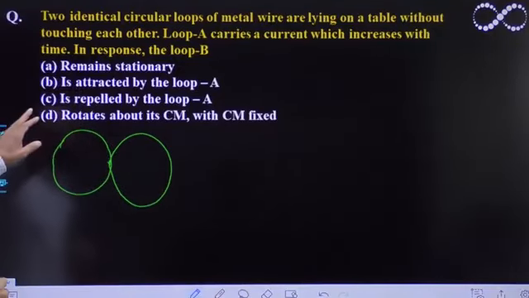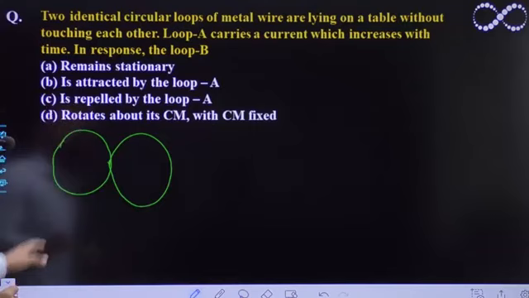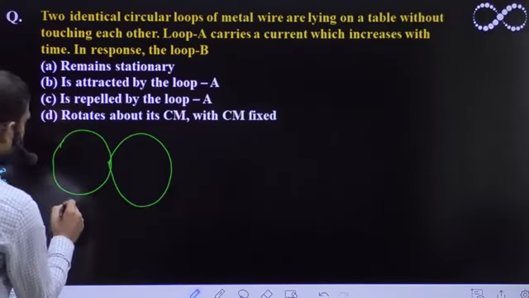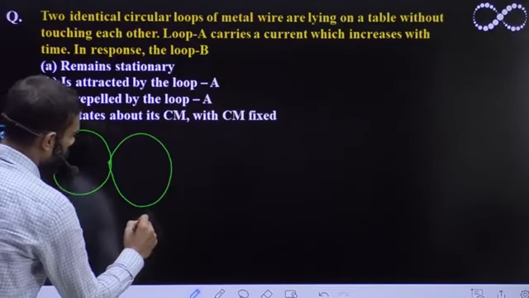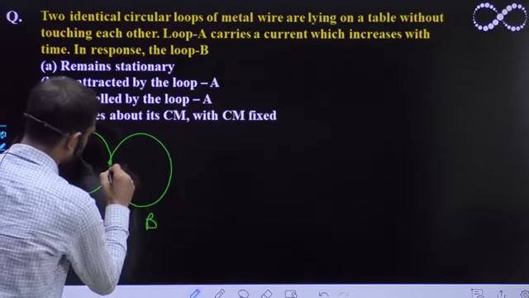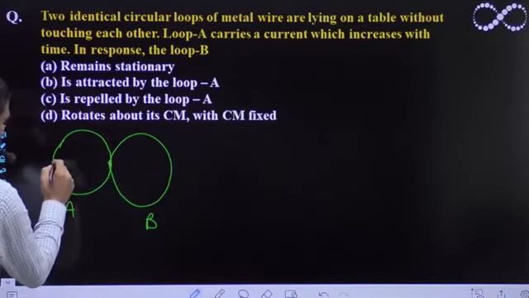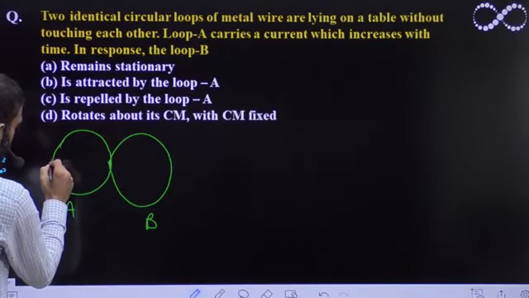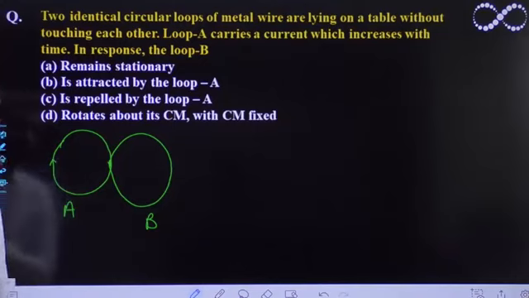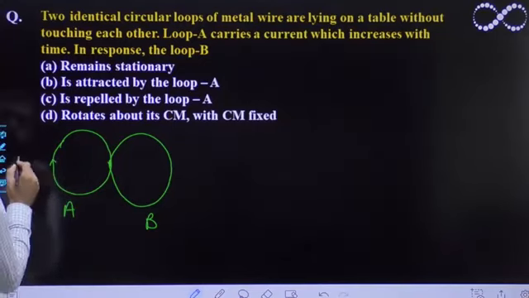Now it is saying the loop A carries a current which increases with time. In response, the loop B will... So let us call this loop A and this loop B, and both are touching each other at this point. Let us take the current moving here in this direction.